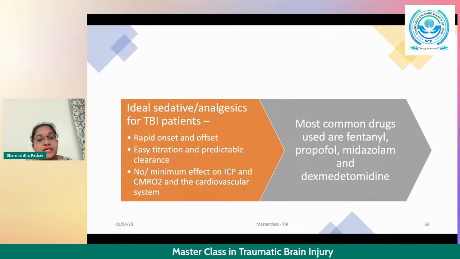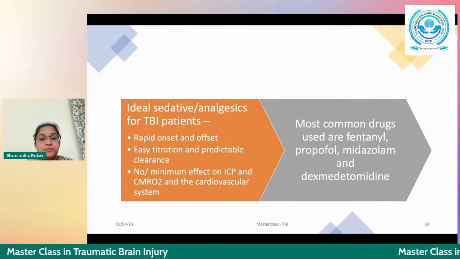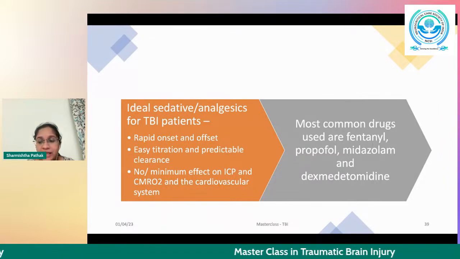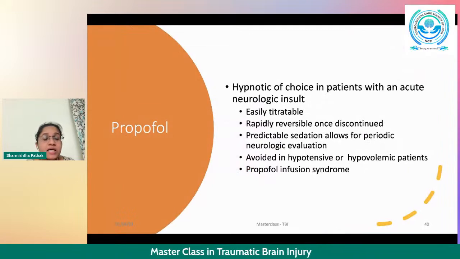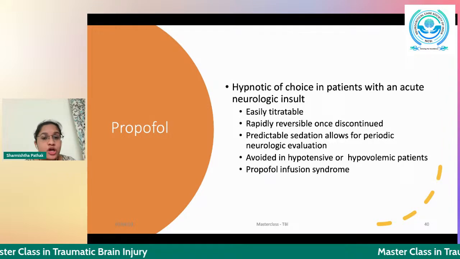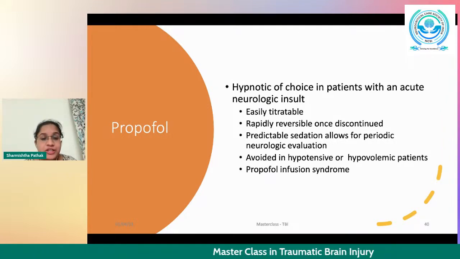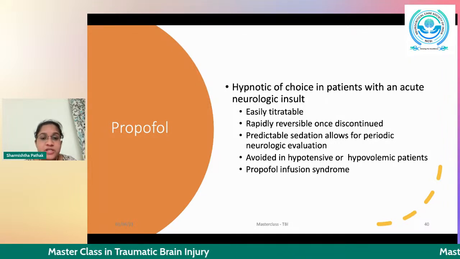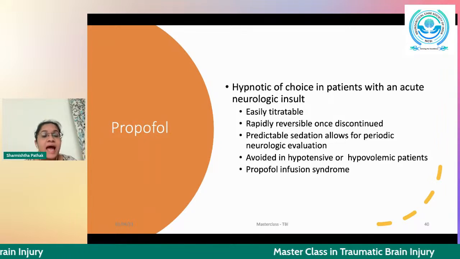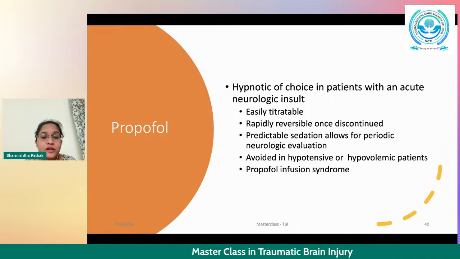So the most common drugs which we use in our ICUs are opioids in the form of fentanyl, propofol, benzodiazepines in the form of midazolam and lorazepam, and dexmedetomidine. Starting with propofol, it is usually the hypnotic of choice in patients with an acute neurological insult, as it is easily titrable, rapidly reversible once discontinued, has a predictable sedation, and allows for periodic neurological evaluation, but it should be avoided in hypotensive or hypovolemic patients and has a downside of causing propofol infusion syndrome.